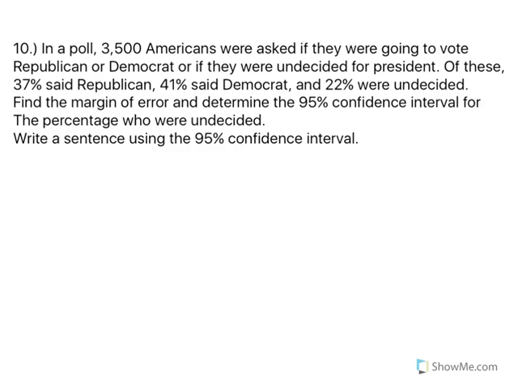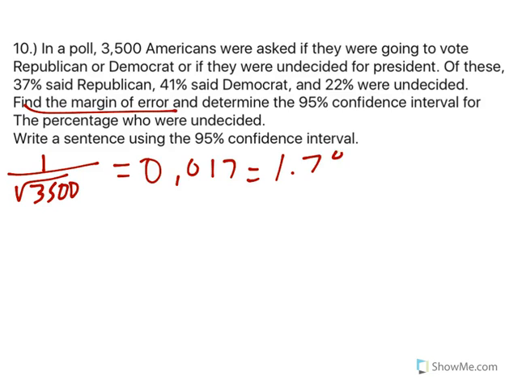And the last one for this video. In a poll, 3,500 Americans were asked if they were going to vote Republican or Democrat, or if they're undecided. Of these, 37% said Republican, 41% said Democrat, 22% were undecided. Find the margin of error. Okay, let's just stop there. Margin of error: 1 divided by the square root of 3,500 gives me a margin of error of 0.017, 1.7%. There's my margin of error.